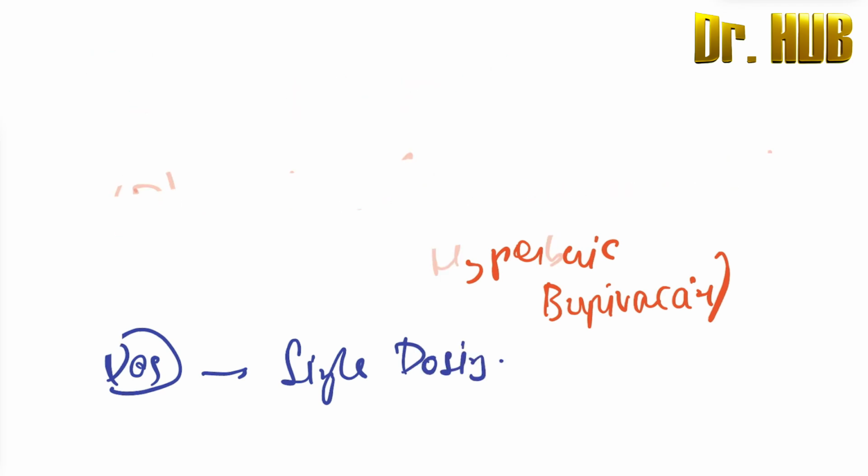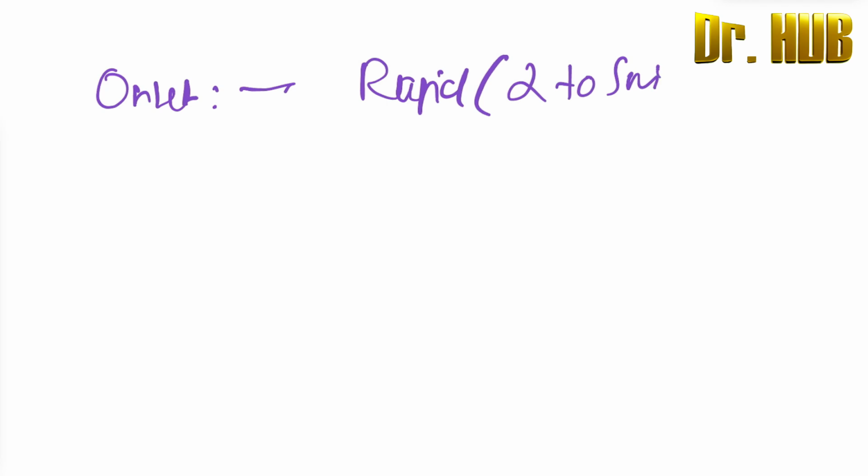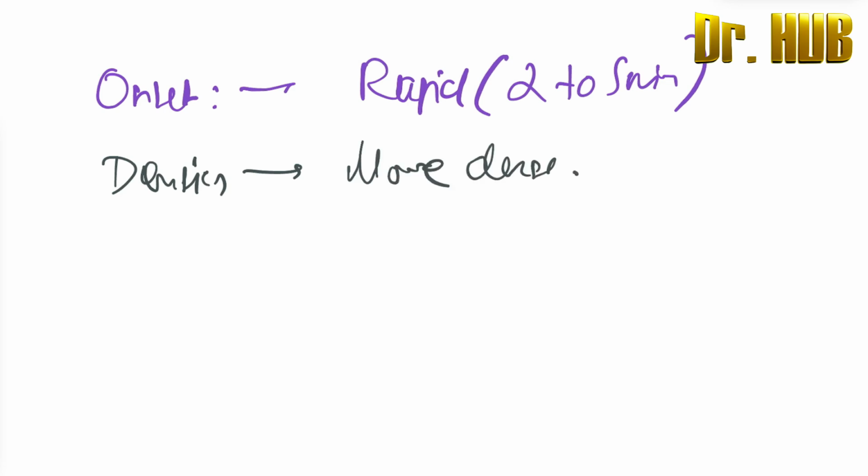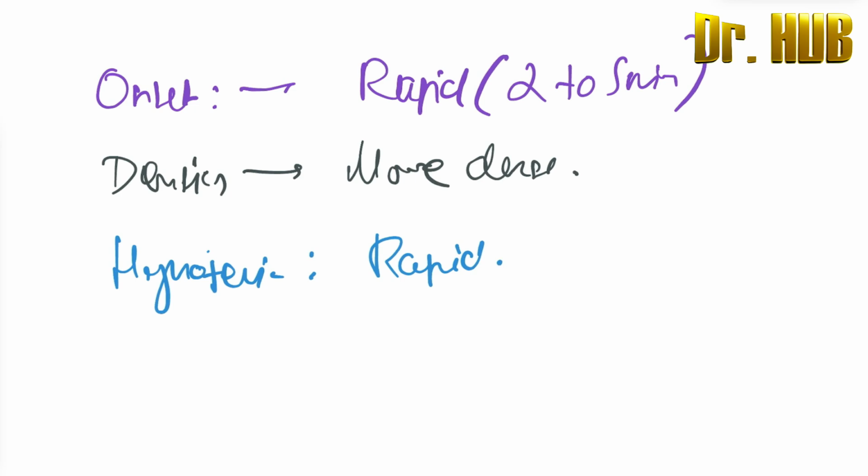Now let's look at the onset of action. The onset of action is going to be rapid, by which we mean it takes place within 2 to 5 minutes. Next we look at the density of the block. The density of the block is going to be more dense. Then hypotension is going to be very rapid.